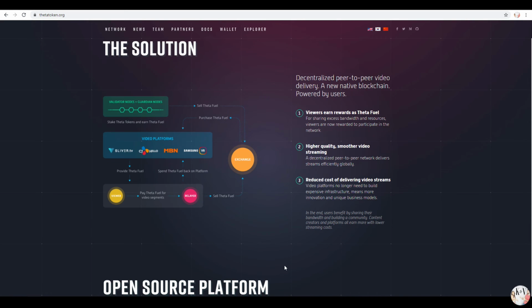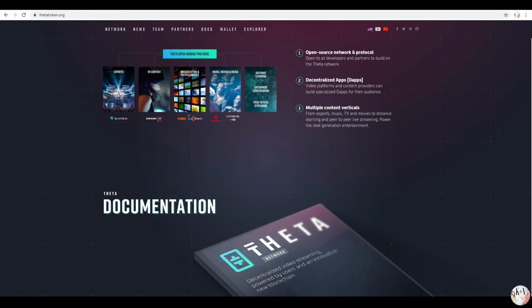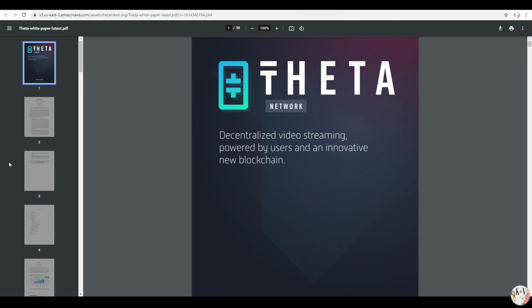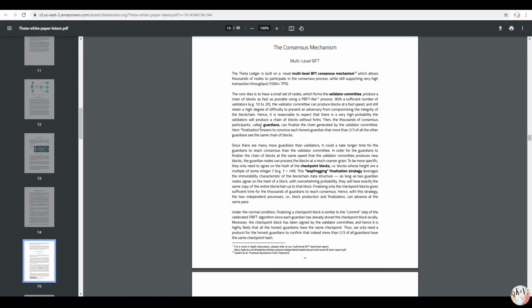Well, maybe not. Maybe they have the technology and the knowledge to do it. So let's see how they are planning to do this. If you go down here, they have the white paper, the documentation. And if we open it, we will go here and try to check what is the most important stuff that I want to know. So first, I want to know what mechanism they are using.